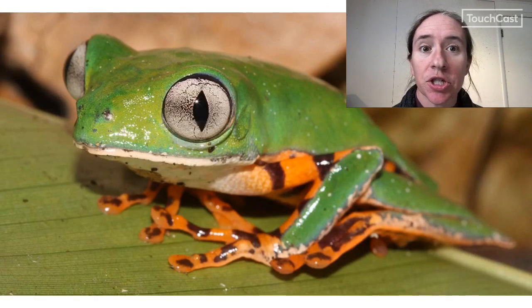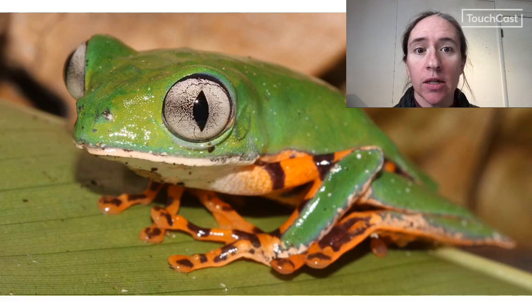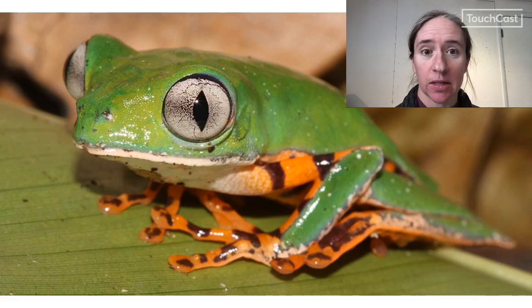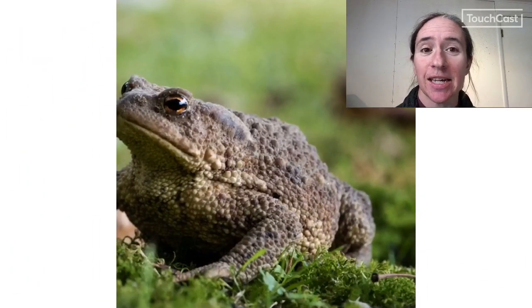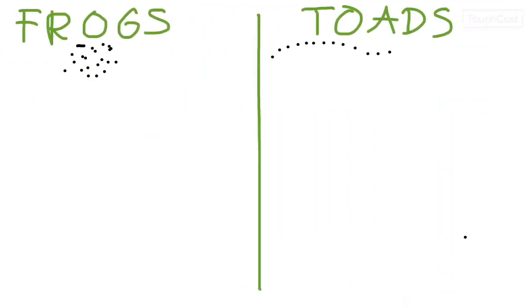Once the eggs have hatched and they have become adult amphibians, the next way to tell a frog apart from a toad is by the skin. Frogs have smooth, slimy skin, and toads tend to have dry and bumpy skin. Don't worry, it won't give you warts. Let's sketch to remind us of the difference between frogs' and toads' skin. So frogs' skin is smooth and moist. Toads' skin is rough and bumpy.